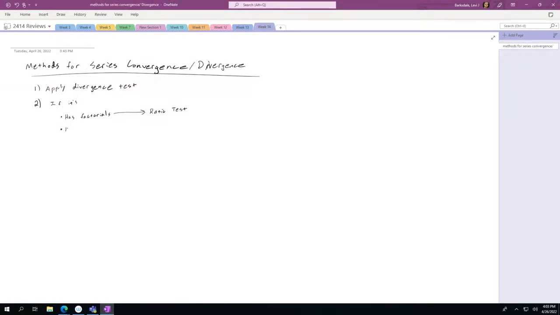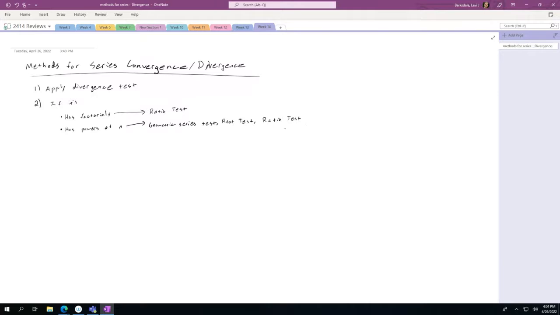What if it has powers of n? Possibly do the geometric series. Right, so there are actually a few different cases where things might have powers of n. It could just be a geometric series. We could also potentially use the root test, right? And we can actually use the ratio test as well. So these are all valid possibilities.